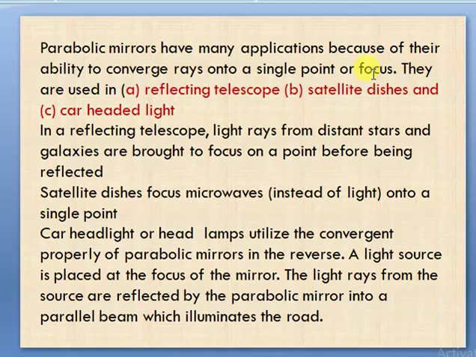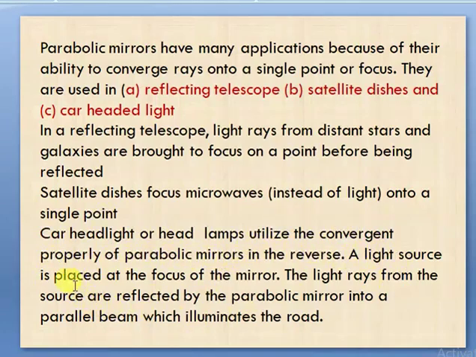So they are used in, number 1, reflecting telescopes, number 2, satellite dishes, and number 3, car headlights. Car headlights, we use them to see very far in the night. Now, in reflecting telescopes, light rays from distant stars and galaxies are brought to focus on a point before they are reflected. In satellite dishes, they focus microwaves instead of light onto a single point.